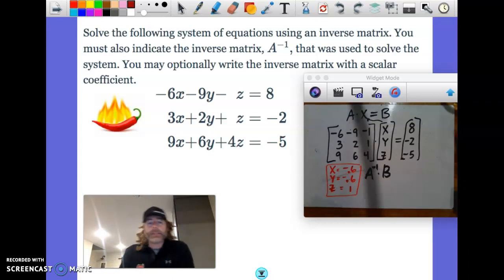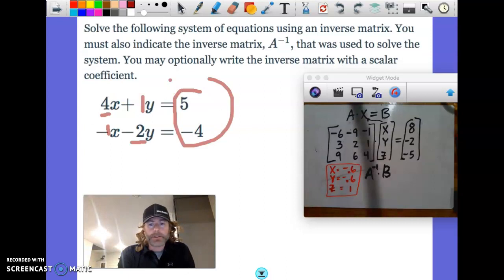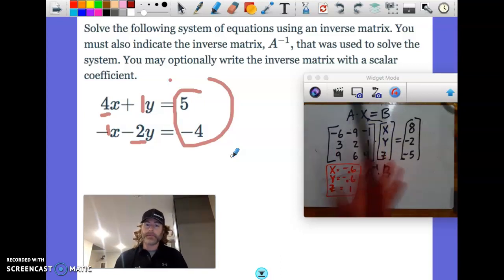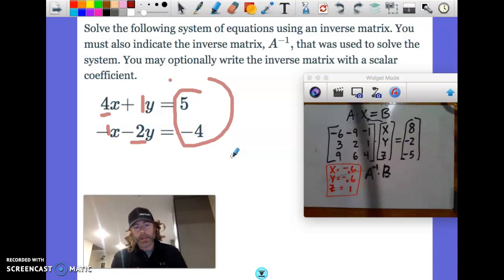So on the test, on our practice, we are just going to practice 2x2s, and they are going to look like this. And you do have choices, you guys. You can either use technology, you can use your calculator to find the inverse and then multiply it by the constant matrix, or you can just do it by hand like we did it in that previous example. Either works. Both will get you that right answer. So that's it for matrices, you guys.